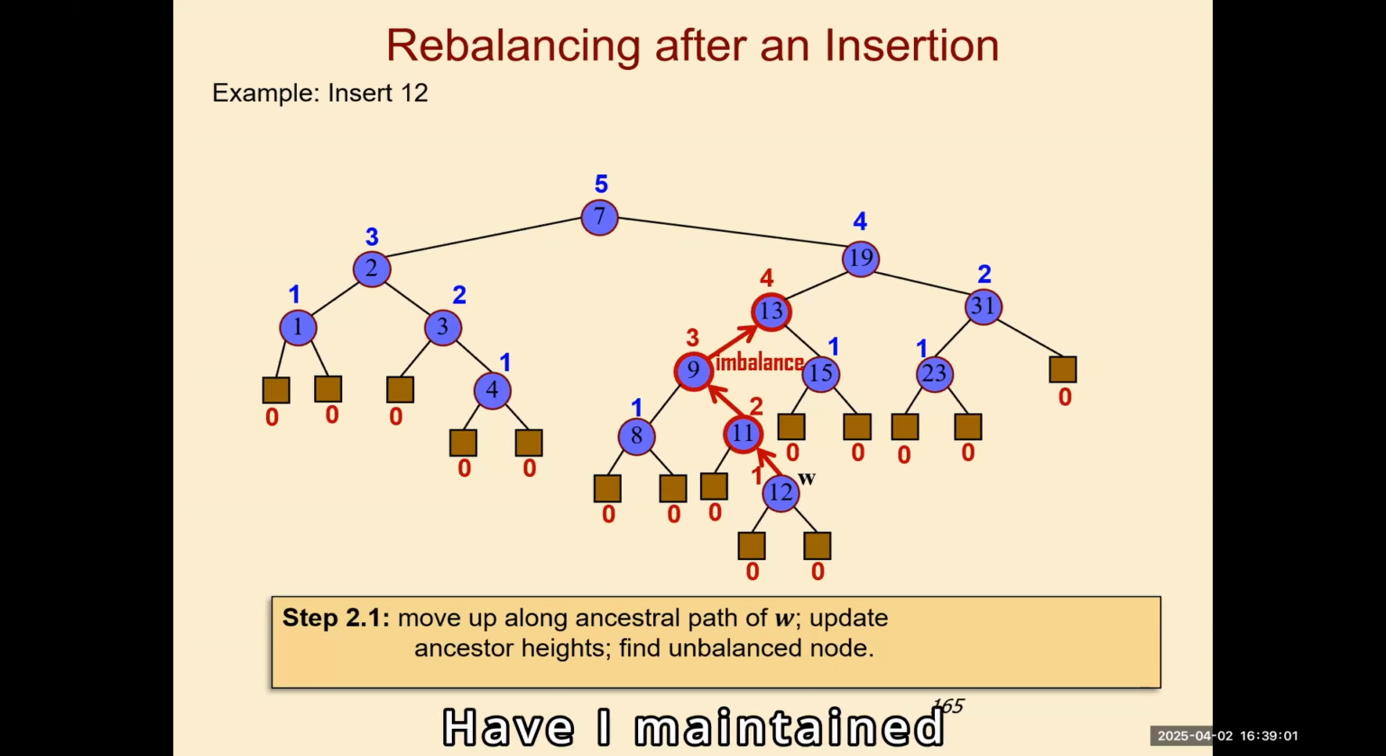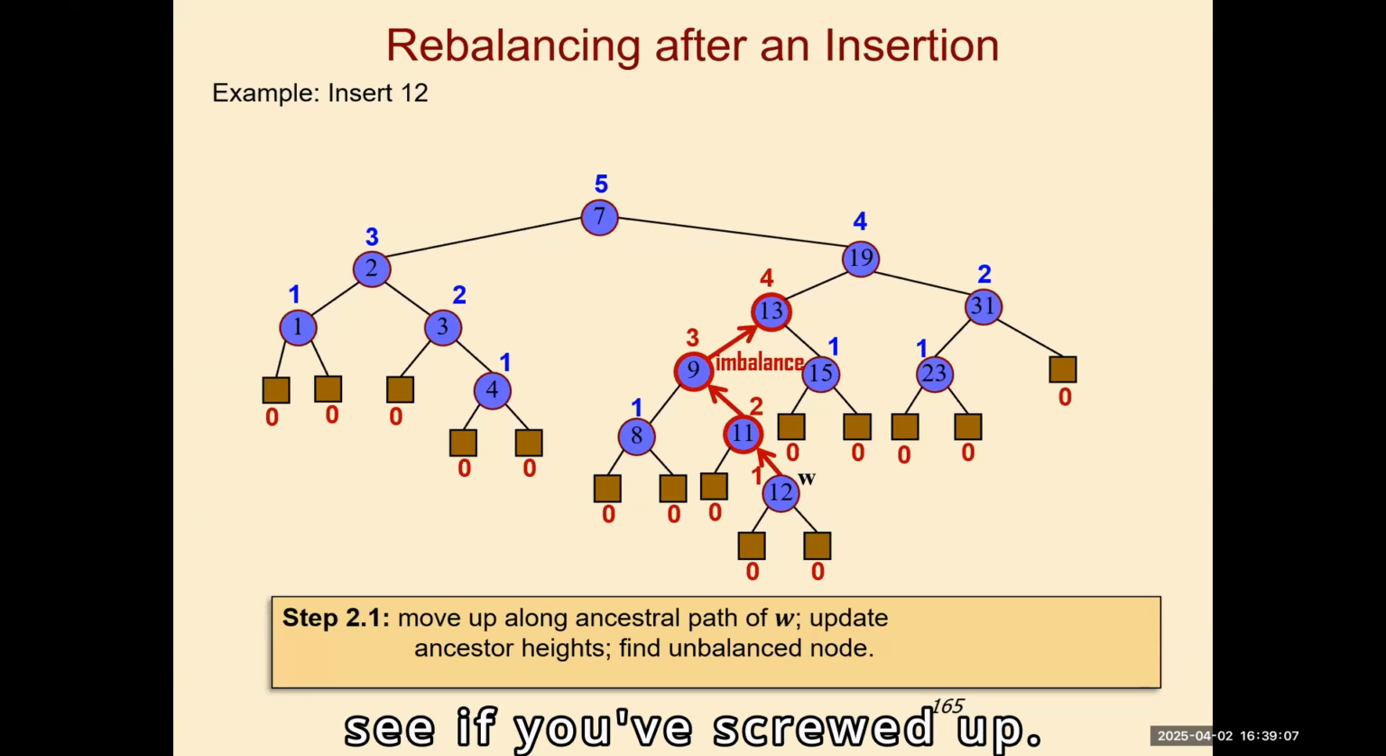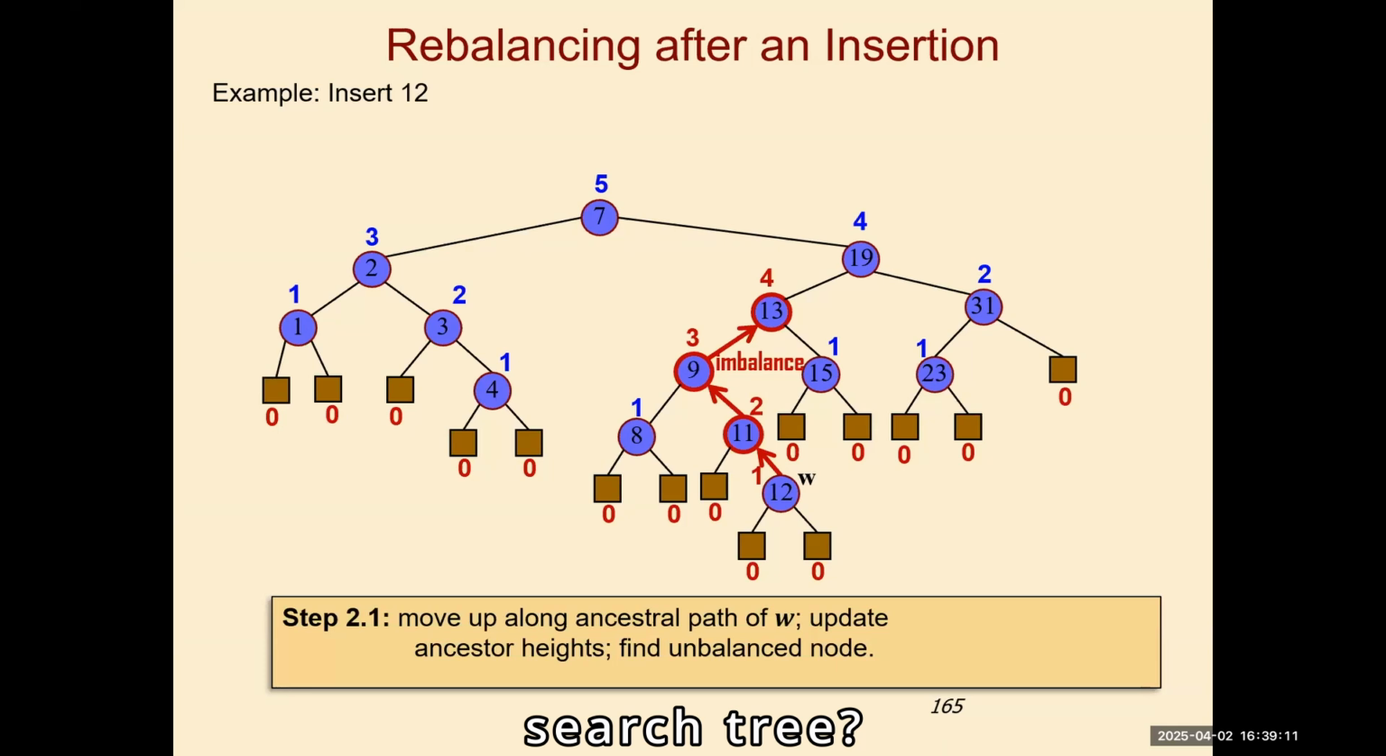Now, you have to check: have I maintained the loop invariant, right? Double check to see if you've screwed up. You look at this and you say, is it a binary search tree, right? Well, we got 0, 1, 1 to 2, 2, 3, 2 to 3, 3 on, right? You just quickly check. Is it? And you say yes. And then we have the invariant.